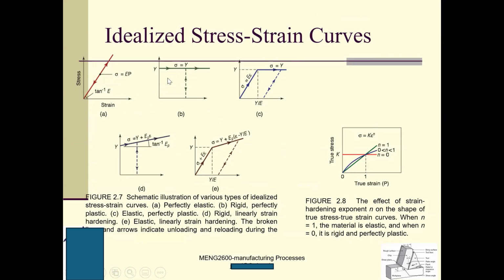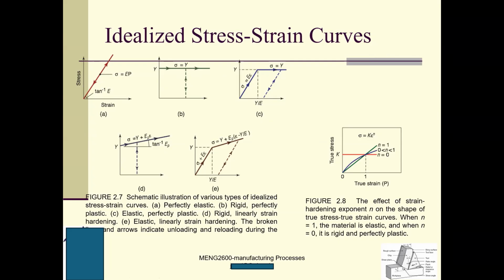B is rigid, perfectly plastic. Rigid means that however you strain, it yields, and the stress, sigma, does not change. C is elastic at the very beginning, and then perfectly plastic. Perfectly plastic means there is no strain hardening. I just introduced strain hardening.